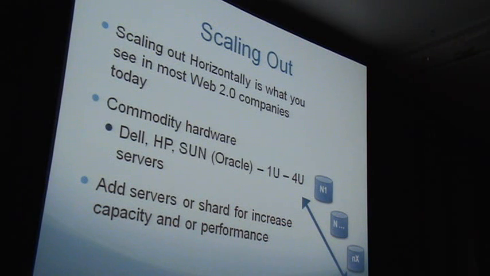Scaling out is another big term inside of high availability, especially in Web 2.0 companies. Everybody really wants to scale out, so adding more commodity hardware is usually a lot easier than adding one really, really big server every year. Commodity hardware like Dell, HP, Sun, which is now Oracle, 1, 2, or 4U boxes is usually the class of servers that you're talking about. So Dell 2850, Dell 1950, Sun 4140, Sun 4170, stuff like that. You're adding servers or sharding out, if you will, to increase capacity or performance.